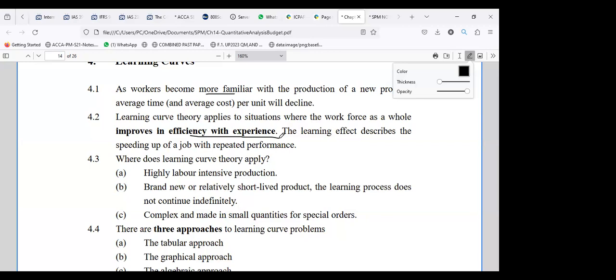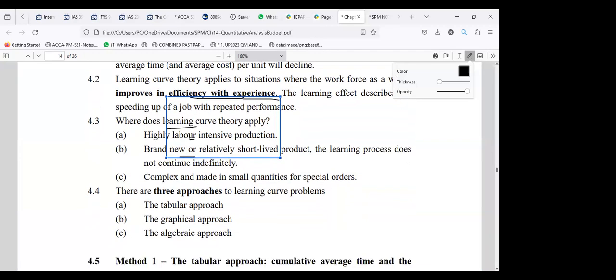So the learning effect describes the speeding up of a job with repeated performance. As you repeat your job daily, remember, life becomes like that. Whatever we do is what we do repetitively, and we become more efficient. Where does learning curve apply? High labor intensive settings. It is applied in brand new or relatively short products, and also where the process does not continue indefinitely, complex ones, and all those cases.